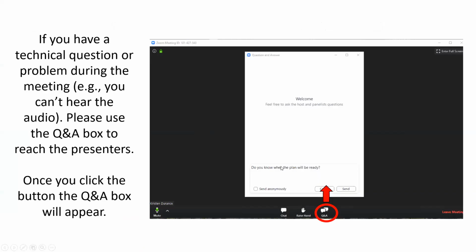If you need to use the Q&A box, again, we're not taking comments via the Q&A. That'll happen verbally, but if you have any technical issues during the meeting, this is where the Q&A box can be found. It looks like 2 little chat bubbles with the Q&A underneath it. If you click on that, it'll open this dialog box. You can type your question and hit send, and that'll go to all of the panelists and presenters on tonight's meeting.